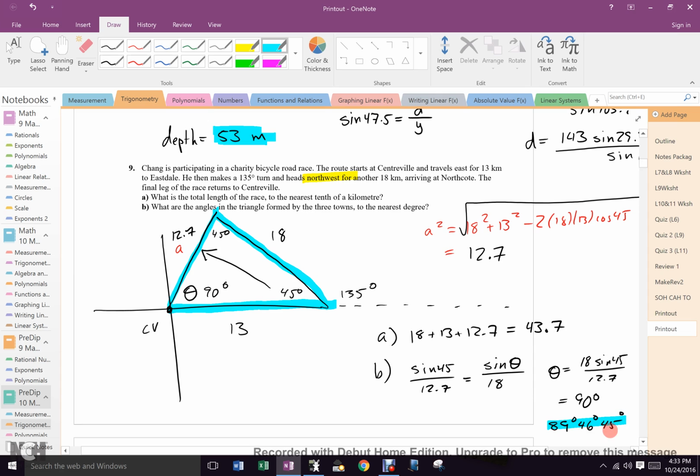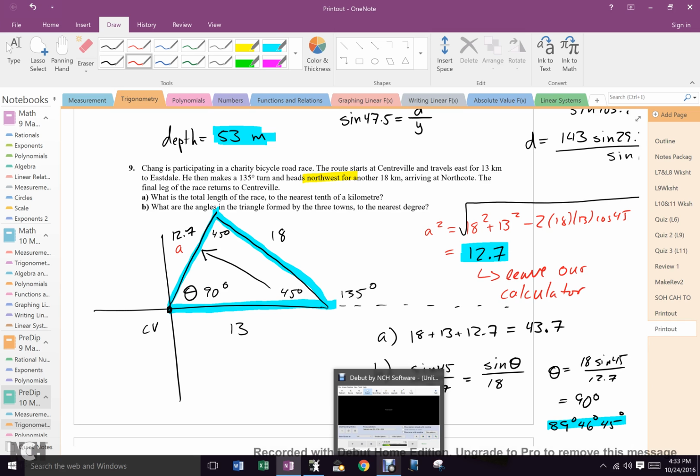Why did this affect us? Because right here, we did 12.7. If we leave our calculator without clearing it, and you take this number and use it down here instead of 12.7, it works out to 89, 46, and 45. And that's all of it.